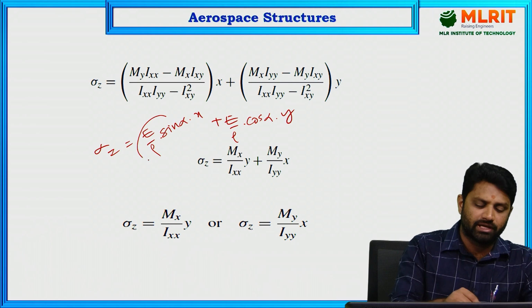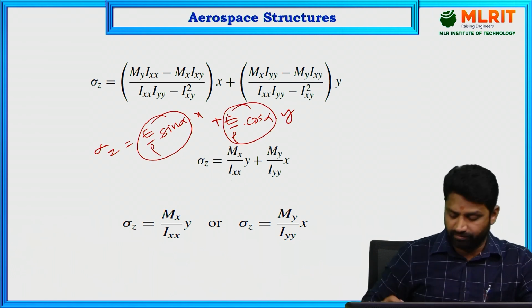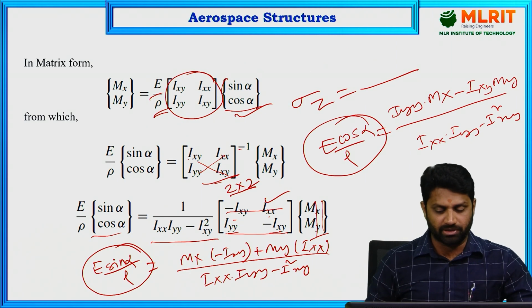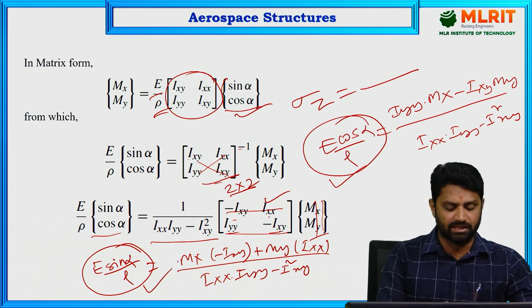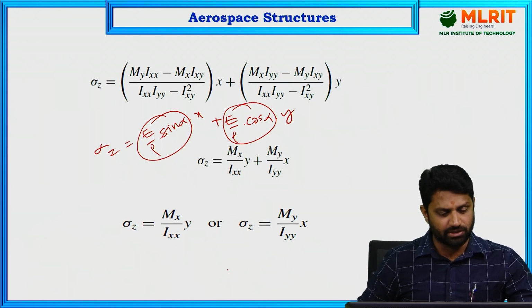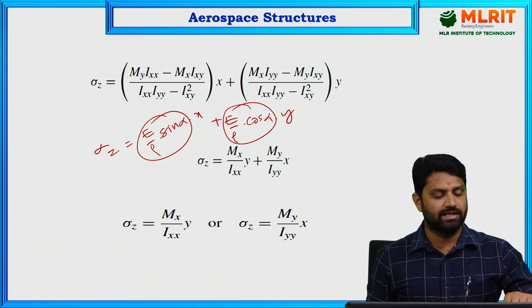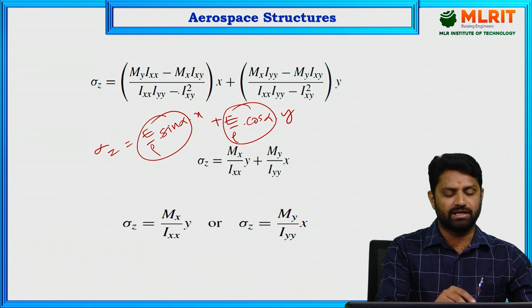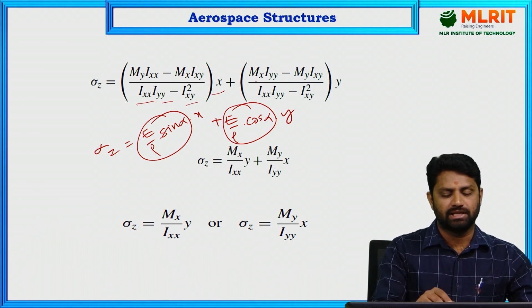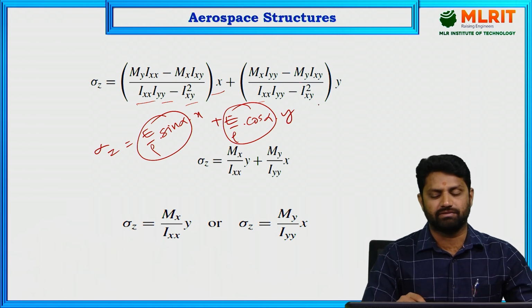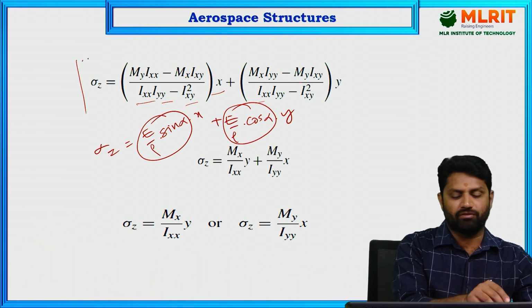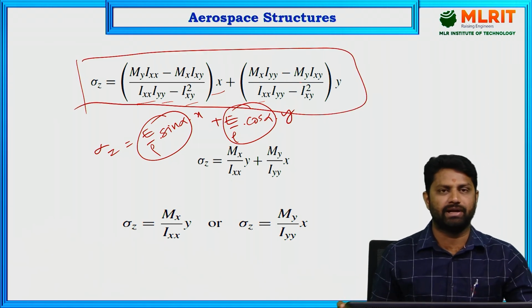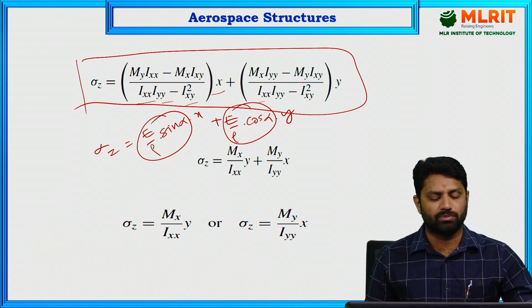For E by rho sin alpha and E by rho cos alpha, we have to substitute what we got in the previous expressions, E sin alpha by rho and E cos alpha by rho. Substitute in the equation, and you are going to get an equation like this. Sigma z equals (my Ixx minus mx Ixy) divided by (Ixx Iyy minus I square xy) into x, plus (mx Iyy minus my Ixy) divided by (Ixx Iyy minus I square xy) into y. So this is the formula for the direct stress distribution due to unsymmetrical bending, which we need to remember for solving problems.